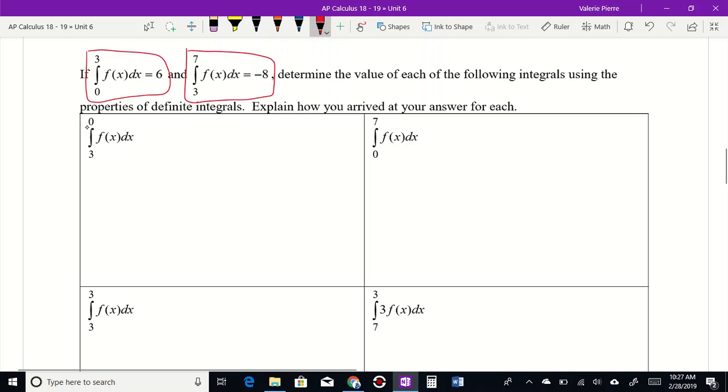So if we want the integral from 3 to 0 of f of x dx, we don't have that as an option. However, we do have 0 to 3. So we know that if we just switch the limits of integration, we should get the integral from 0 to 3 of f of x dx. It will be negative. So this should be equal to negative 6.